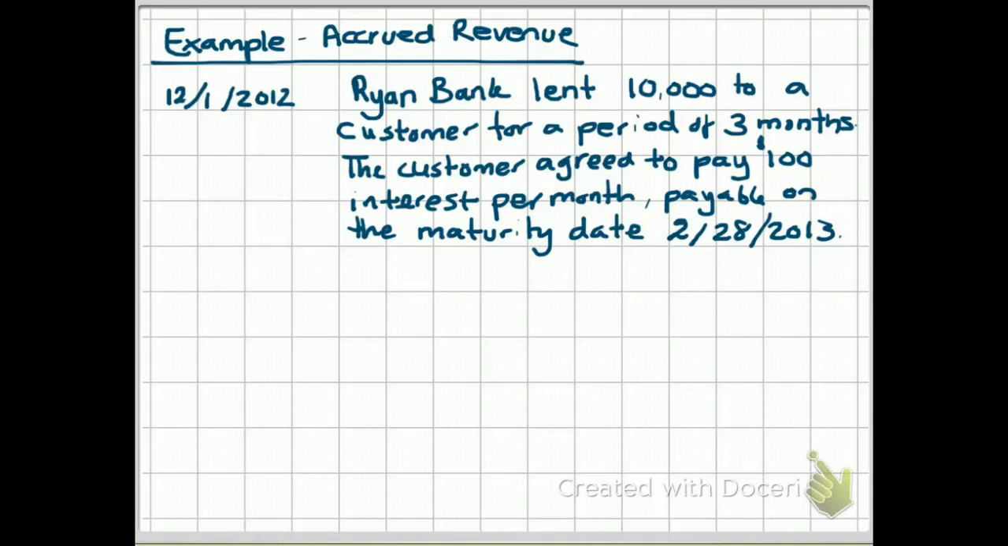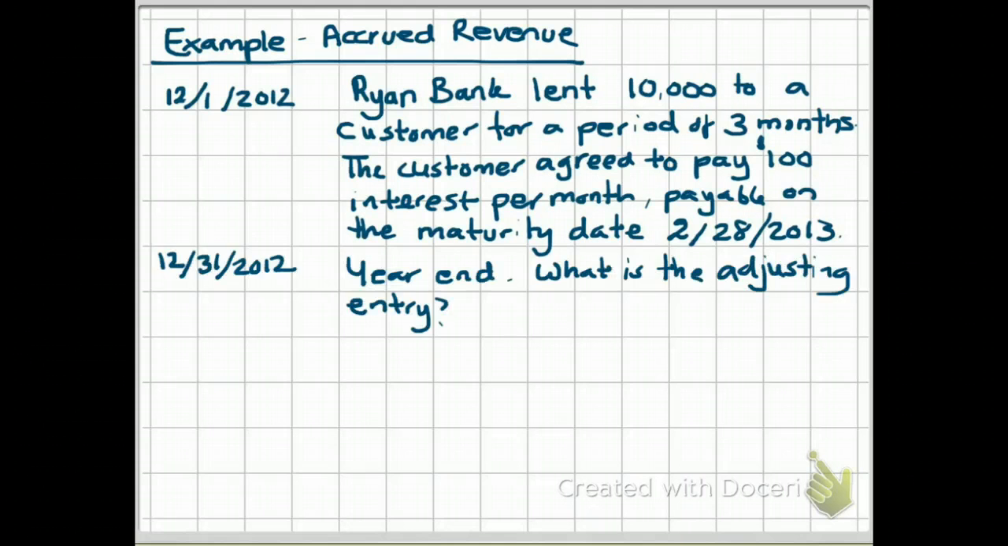The interest is $100 per month, and the customer will pay the interest along with the principal on February 28, 2013. December 31st, 2012 is the accounting year end. The question is, what is the adjusting entry? Basically, do we have any entry to record as an adjusting entry for this particular transaction? Let's first look at the transaction that occurred on 1st of December. What is your journal entry? You're going to have two accounts, cash and notes receivable.